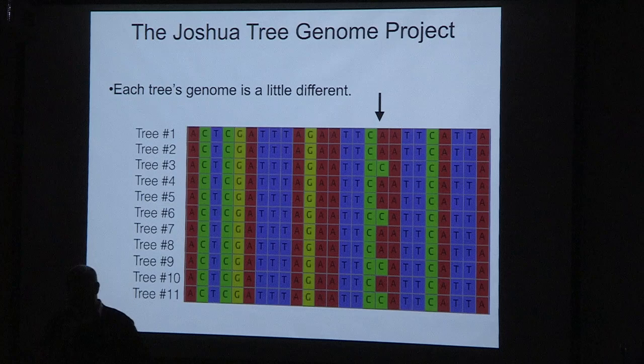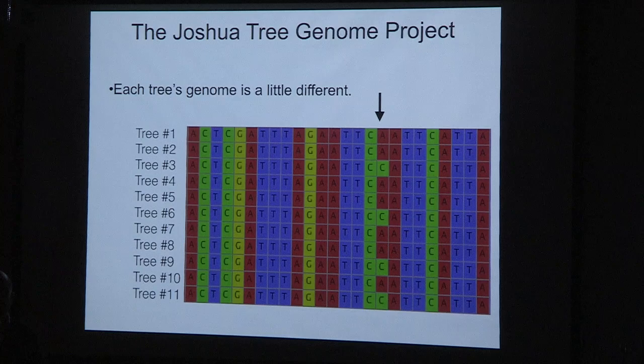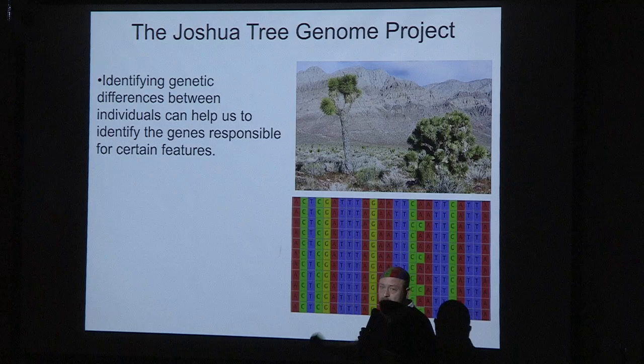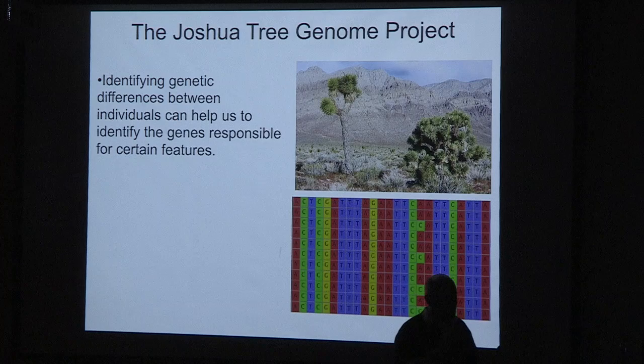And those differences might be totally unimportant, or they might be useful to us in some different ways. One of the things that the genome is potentially helpful for is identifying genes that cause differences between trees. So here's two Joshua trees. This one's really short and stubby. This one's really tall. Maybe we could figure out what genes are involved in causing that difference in trunk height, and you're going to hear a lot more about that in a minute.